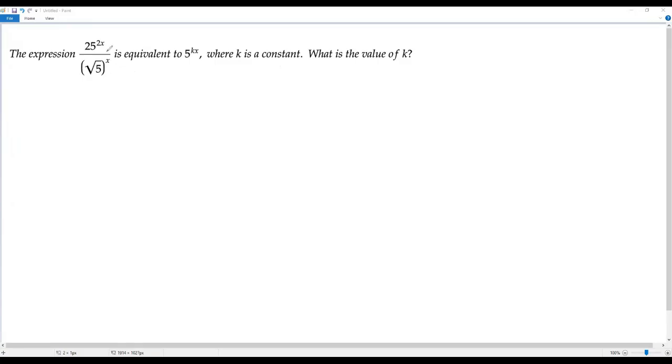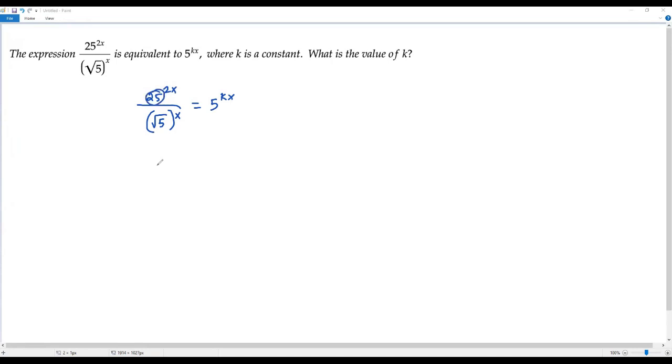Okay, the question says this is equivalent to 5 to the power of kx. Since both of them are equivalent, we can equate them. So that is 25 to the power of 2x divided by square root of 5 to the power of x equals 5 to the power of kx. Okay, now let's do some simplification over here.